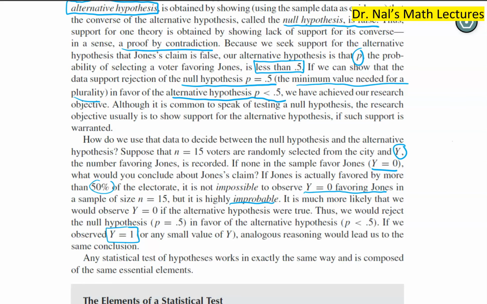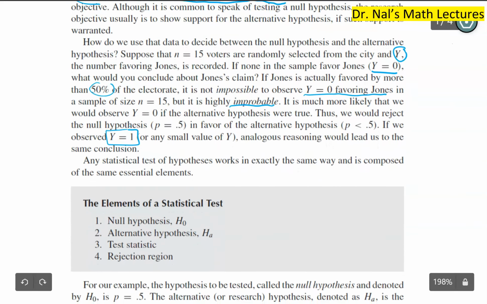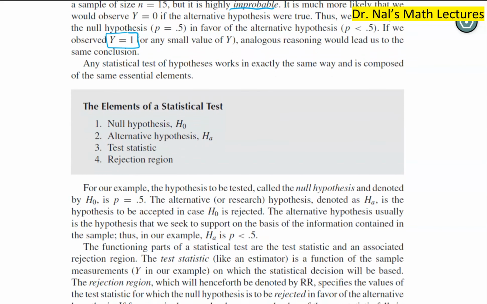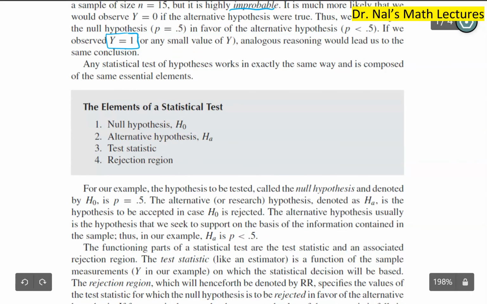Any statistical test of hypotheses works in exactly the same way and is composed of the same essential elements. So what are the elements of a statistical test, a hypothesis test? First, we need to establish the null hypothesis, then the alternative hypothesis, which is the opposite statement. This is the hypothesis that we are supporting. So we are going to provide evidence for our hypothesis by trying to reject the null hypothesis. So this is the idea behind hypothesis testing. We will construct a test statistic, and based on that, we will be constructing a rejection region.